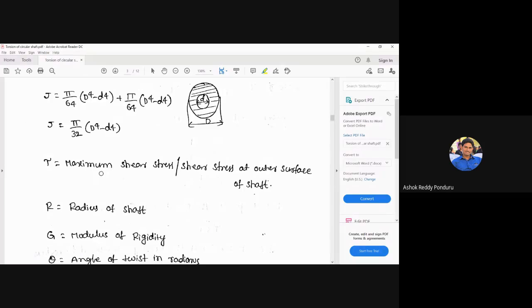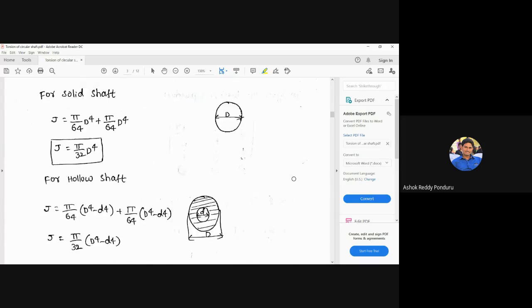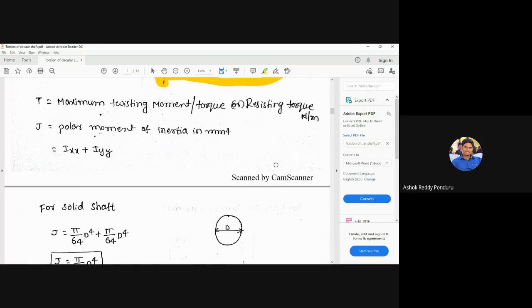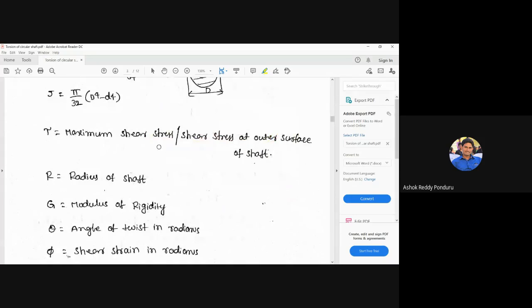Shear stress is not constant. If it were constant, then we could call it shear stress. It is not constant. It is the shear stress at the outer surface of the shaft, meaning here. This is the meaning of outer surface. The shear stress at the center is different, and at a particular radius it is different. If the radius increases, then the shear stress also increases. The maximum radius is at the outside of the shaft, so the shear stress is also maximum. That's why I am calling tau the maximum shear stress.